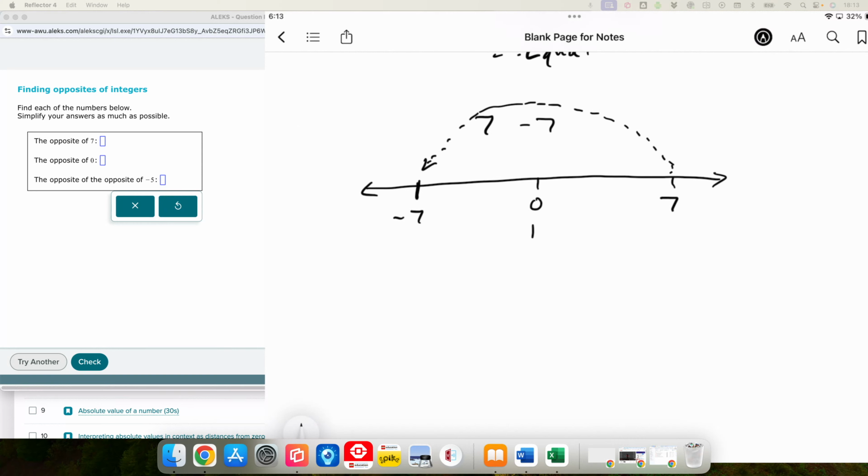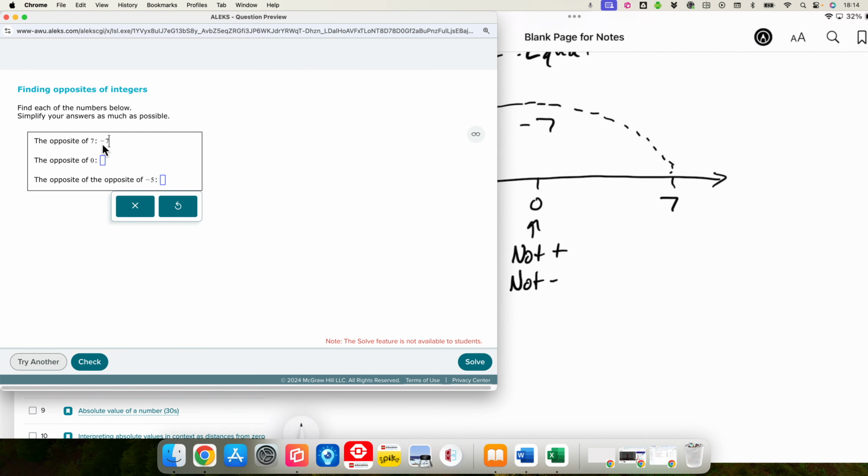0 is a unique one because 0 is not positive and it is not negative. So 0 is its own opposite. It is the only number that is its own opposite. Again, because it is neither positive nor negative.